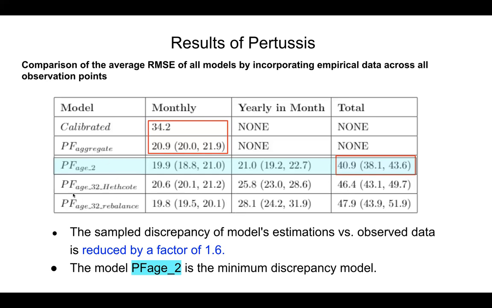So maybe for these two particle filtering models, 10,000 particles is a little bit small. That's why the discrepancy is bigger than the two age group model. That may be a reason, and it is future work to seek the answer to this question. But in this research, with the same particle size of 10,000, the particle filtering model with two age groups has the minimum discrepancy and the highest accuracy.